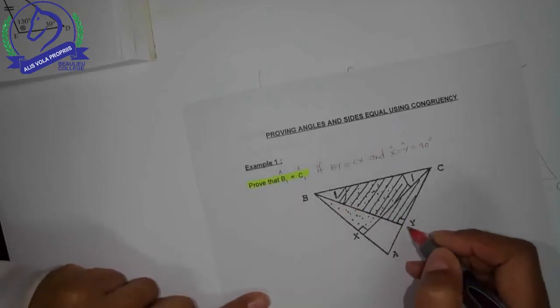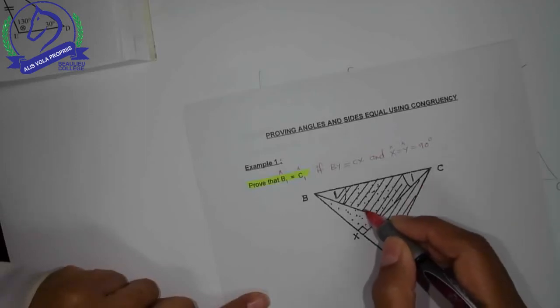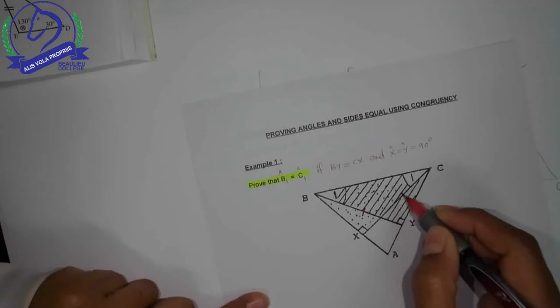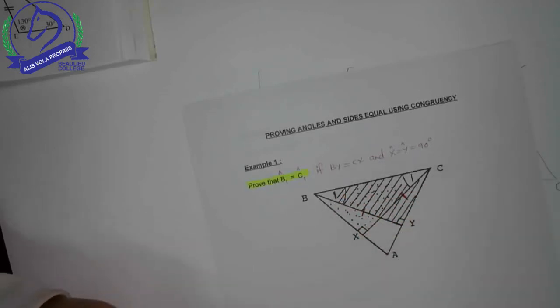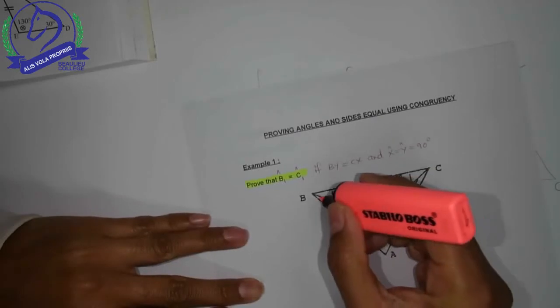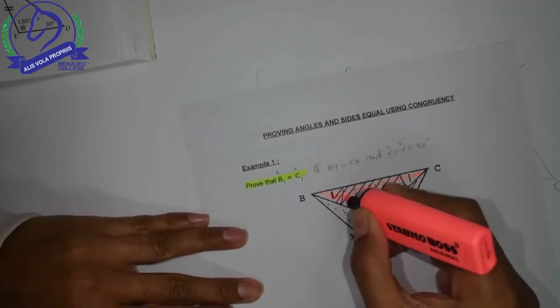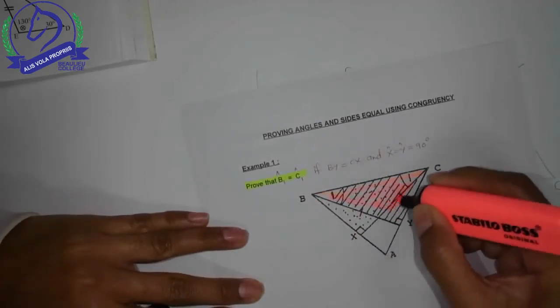So BY is equal to CX. So it's that line is equal to that line. And you can see the triangles are shaded, one is striped and one is dotted. I think let's use a color to identify the 2 triangles. So let's use this one. And there is an overlap of the 2 triangles as you can see here.